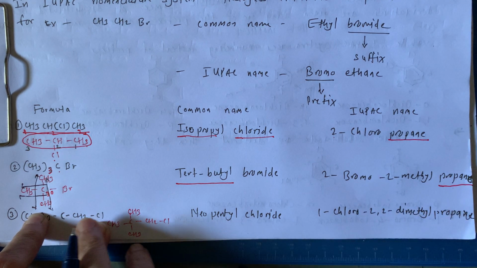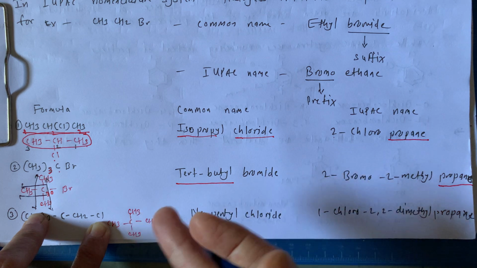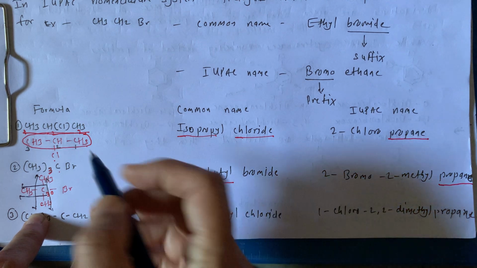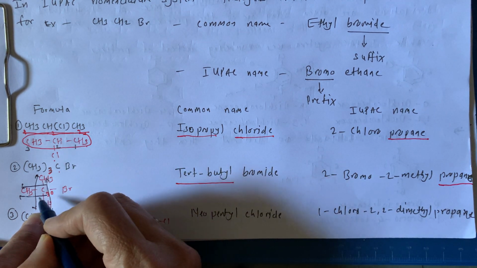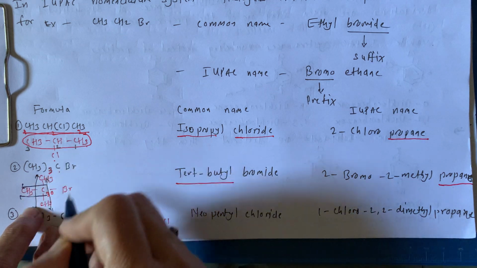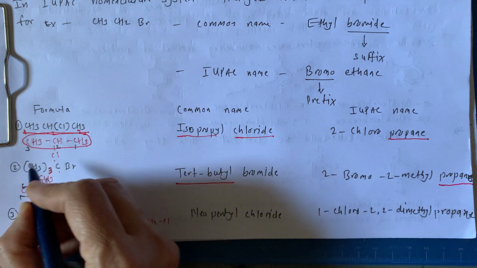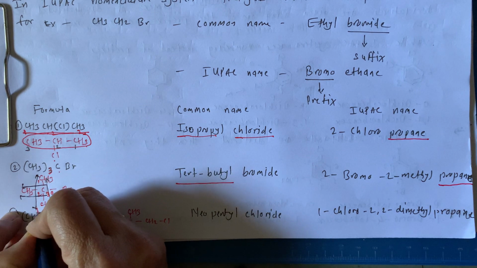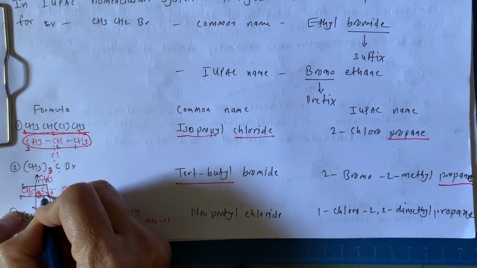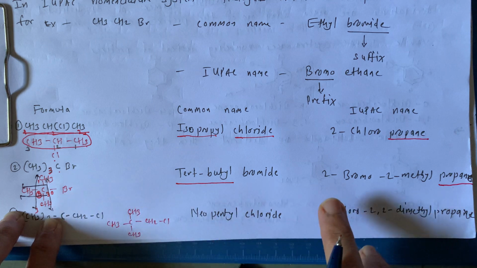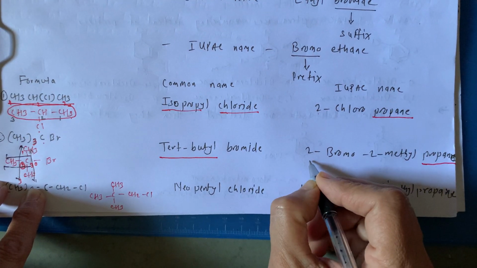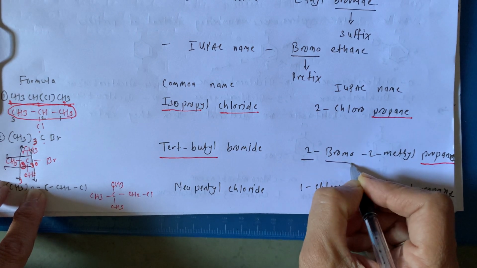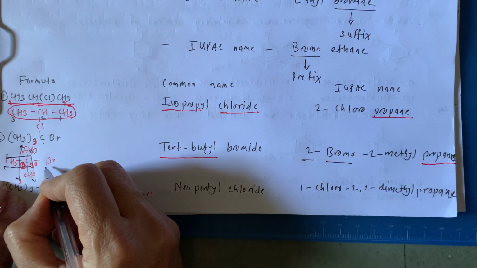Then what is next? You have to check where is the functional group. So the functional group in this chain is on the second carbon atom. Anywhere from any chain, if you are going to take, this is 1, 2, 3, so this is always on the second carbon atom. So I wrote here 2-bromo.